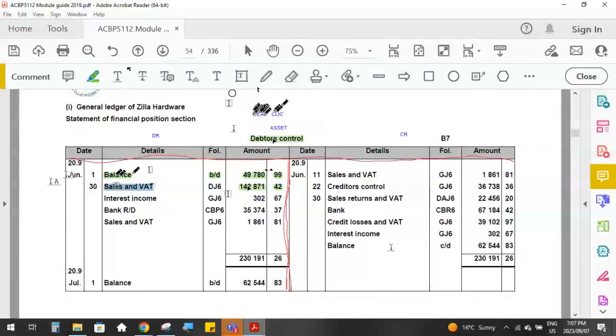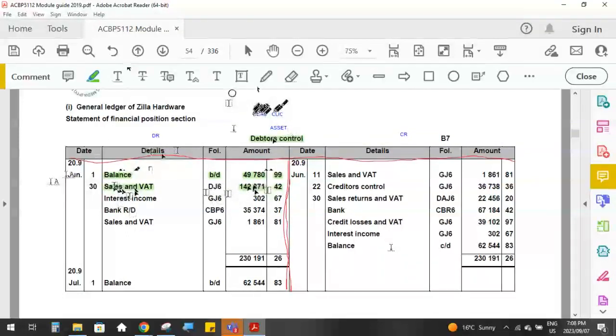And we write under details sales and VAT, because debtors control column is getting the debit, and the output VAT column is getting a credit, and the sales column is getting a credit. So remember, debtors control is getting the debit, and what we write in the details column is the name of the account that is going to get the credit. So credit, sales, and VAT, debit, debtors control.